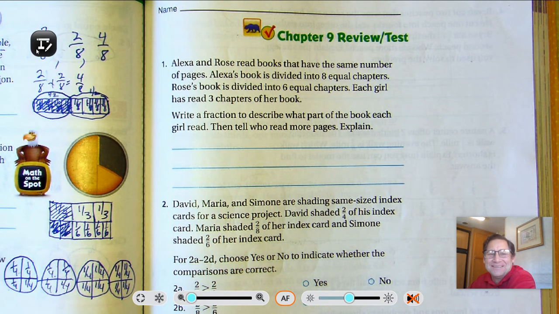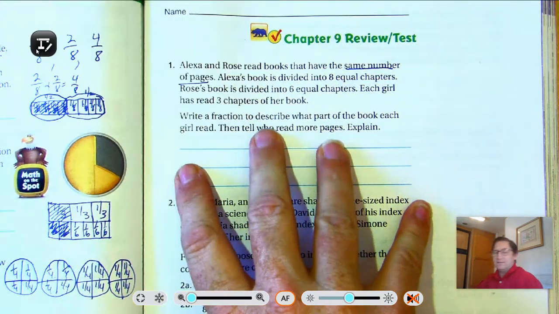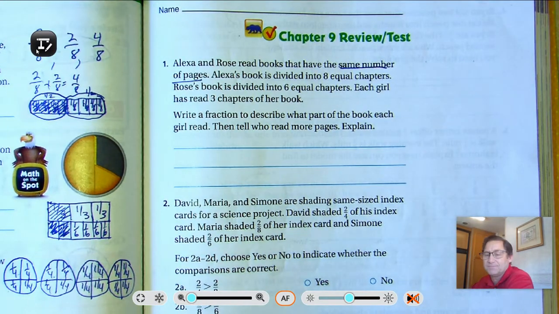All right, number 1. Alexa and Rose read books that have the same number of pages. Alexa's book is divided into 8 equal chapters. Rose's book is divided into 6 equal chapters. Each girl has read 3 chapters of her book. Write a fraction to describe what part of the book each girl read. It's important to note that the books have the same number of pages. So that's the first thing that's important.